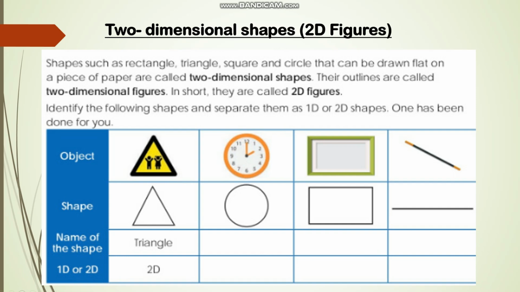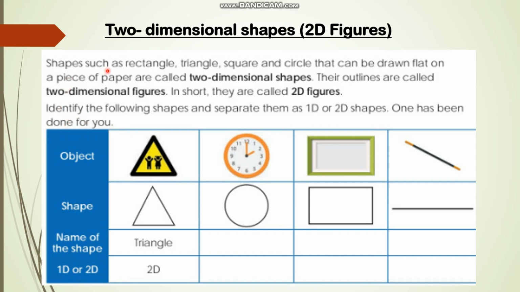Do you know what is a two-dimensional shape? Yes, the shapes which have two dimensions. That means these have two dimensions, that are length and breadth, isn't it? The shapes which have two dimensions are called two-dimensional shapes.